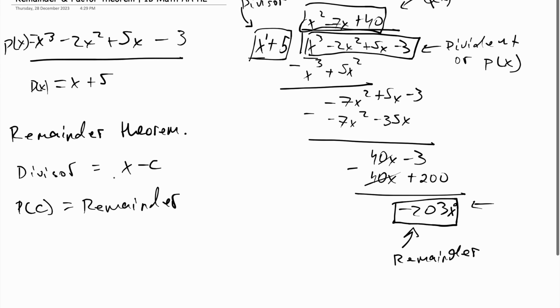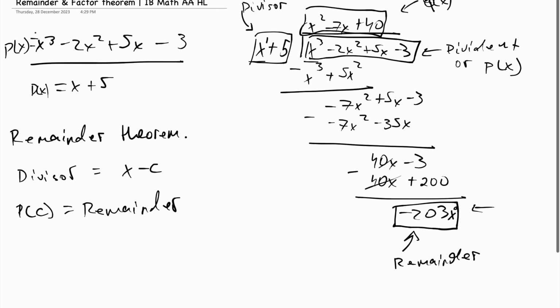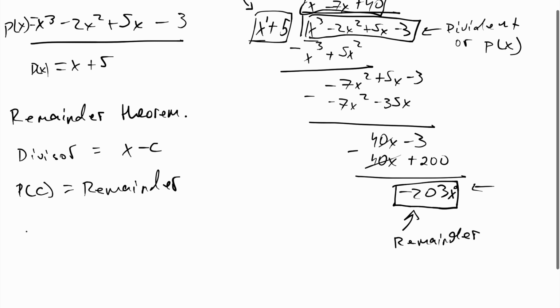So let's actually test this out, okay? Our p of x is this, and our d of x, which is our divisor, is this. So what is c here really? We see c here is actually -5, right? Because here we have a positive sign, so negative would make positive, okay? So we can say p of -5, let's check this out. What is p of -5?